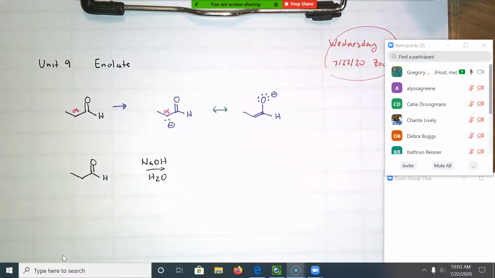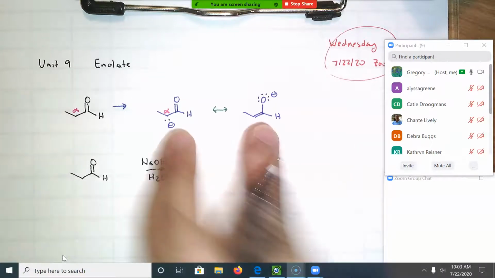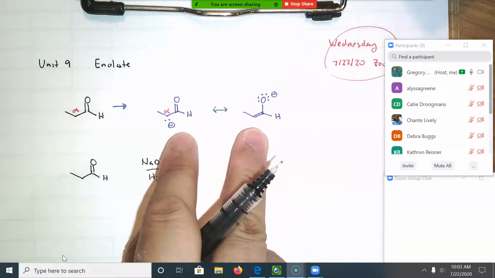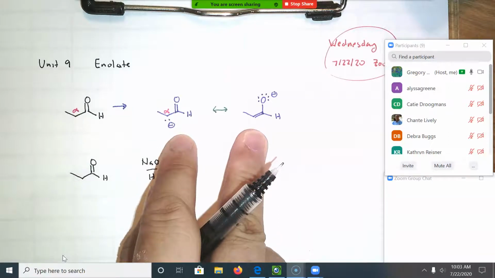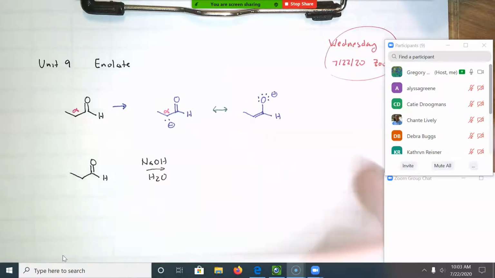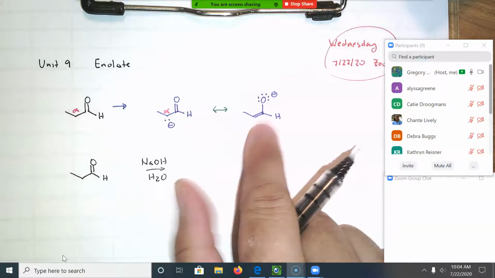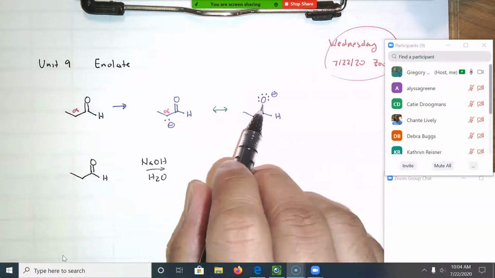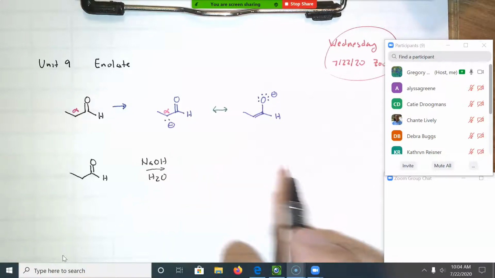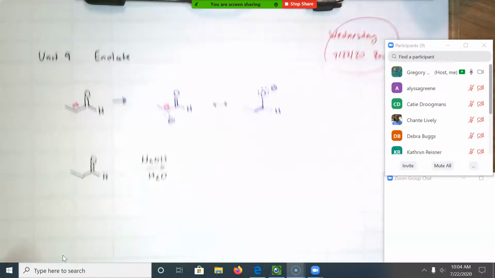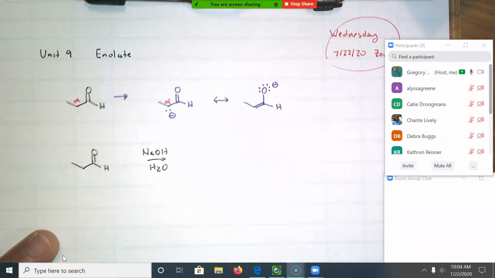It's 10:03. Thus far, we've talked a little bit about enolates and how there could be two resonance structures, and both of them are valid when you draw the mechanism, and you get to pick which one you want to use. I just prefer to use this one because this is a major contributor because the anion is on the more electronegative atom, the oxygen. So how does this show up in a mechanism problem?